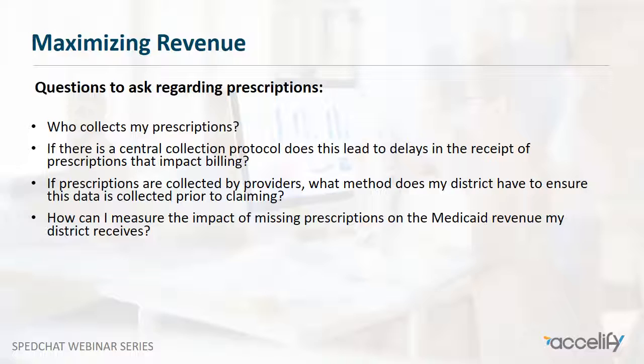and then the doctor sends it back. The other thing that we see happen is that if doctors are receiving a high number of IEPs for prescriptions they have to sign off on, they charge for that. So that's going to cost the district even more money.